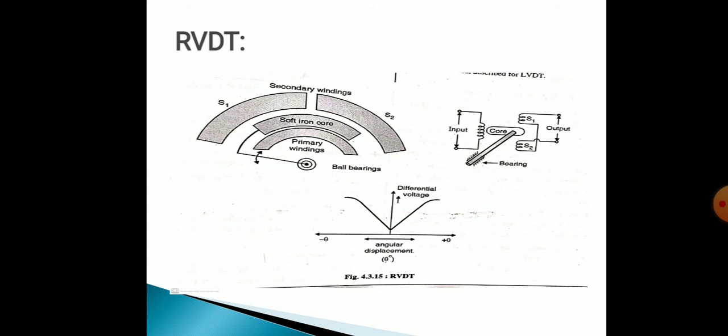The angular displacement is transferred to the core through a shaft made of non-magnetic material. The shaft is supported by ball bearings. Angular displacement of the shaft from the null position gives a differential output voltage. The variation in voltage across the individual secondary is similar to that described for LVDT.